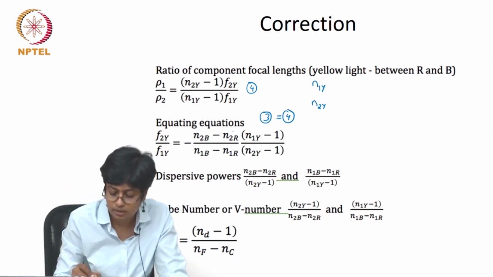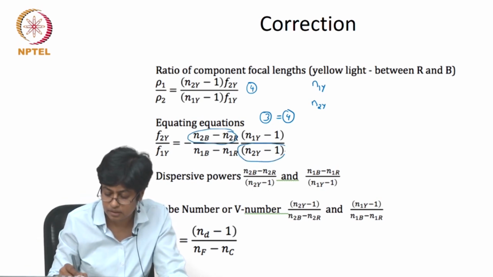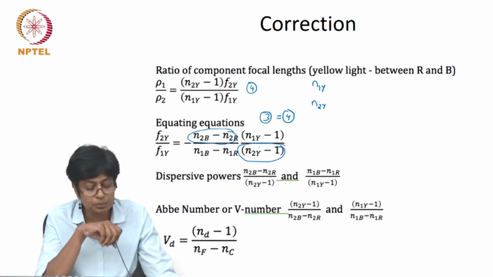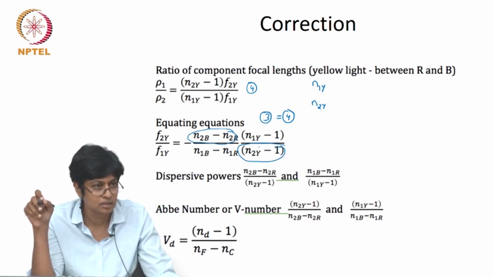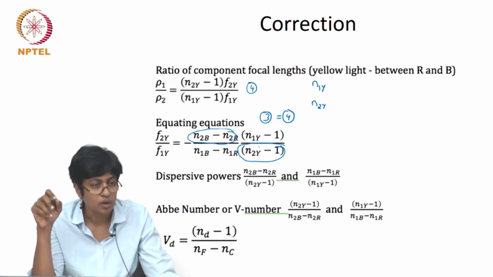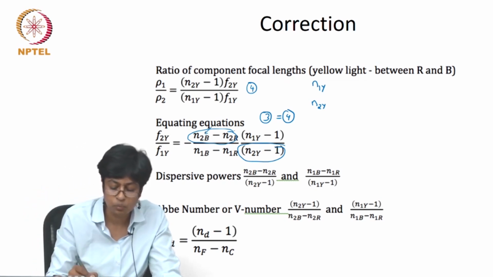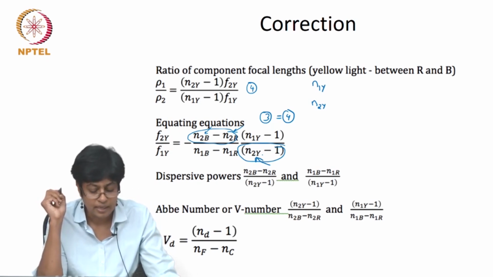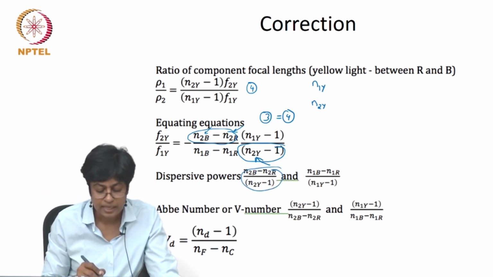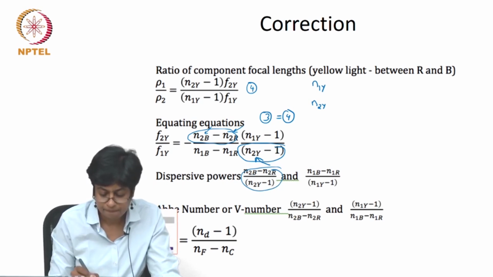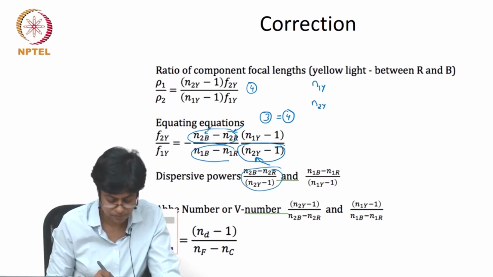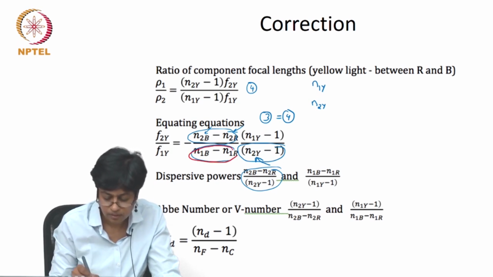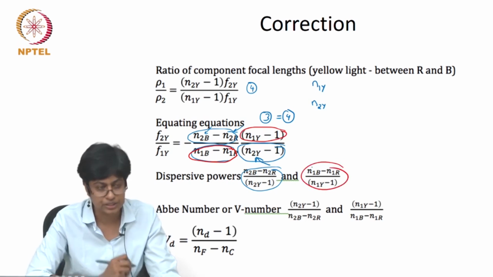If you take this divided by this, why am I picking those terms? Because those are all the refractive index terms for the glass N2. What is the second lens? What is its refractive index for blue light? What is its refractive index for red light? What is its refractive index for yellow light? So that is this relationship. Similarly, I could take this and this, and that is this relationship.